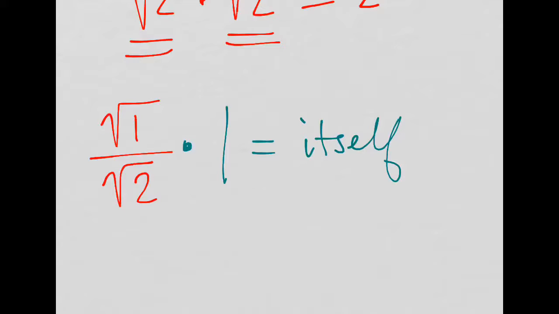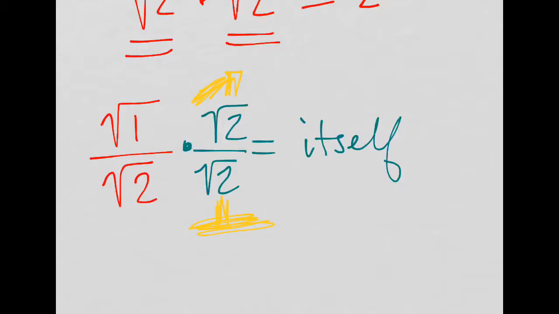So is there another way that I could write the number 1 that might help me out here a little bit? Yes, there is. What if I wrote it as the square root of 2 over the square root of 2? This here is essentially the same thing as multiplying by 1. This is a big 1.